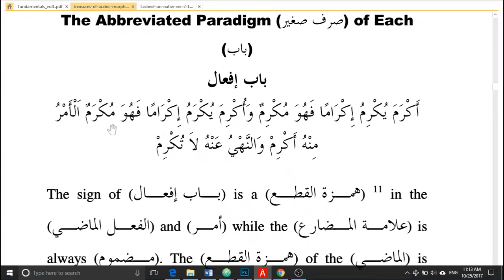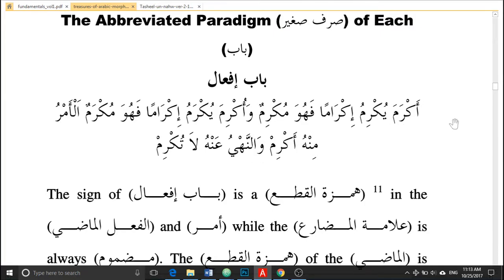So again, mukramun is the maf'ul. Someone is doing ikram to someone. So mukramun, this is maf'ul. Ikram is done upon this person, mukramun. And the amr is akrim. Akrim means you're commanding someone to be generous. Do ikram. And la tukrim, don't do ikram.